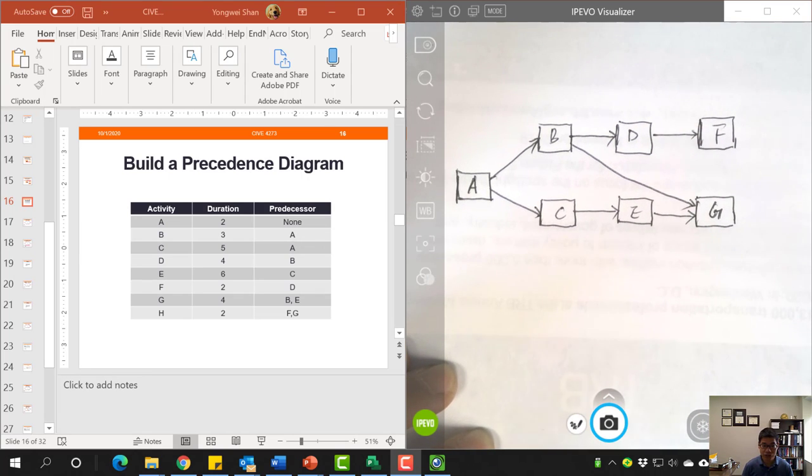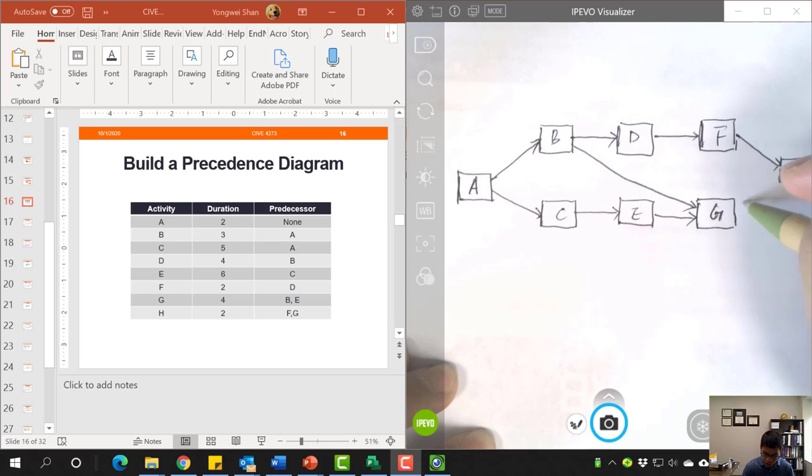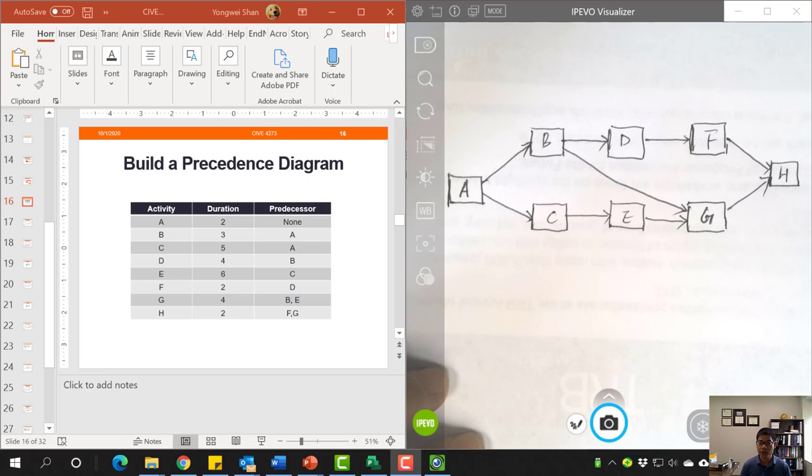Then the last activity should be activity H. Then activity H is dependent on both F and G. So that's the complete precedence diagram that is built from the information shown in this table.